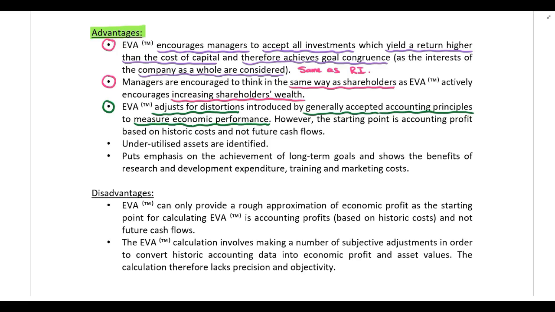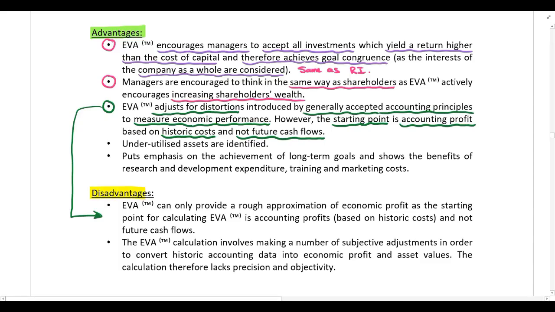However, linked to this, we also have a disadvantage because the starting point in our calculation is still accounting profit, which is based on historic costs and not future cash flows. So you can see that actually links to the first disadvantage below. EVA can only provide a rough approximation of economic profit, as the starting point for calculating EVA is accounting profits based on historic costs and not future cash flows.